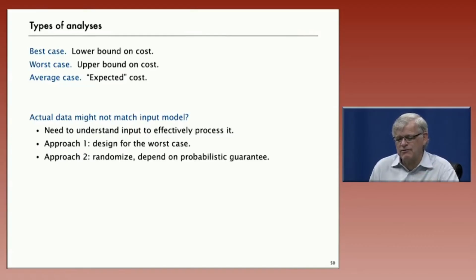We have these different types of analyses depending on the input, but the question is, what about the actual problem that the client's trying to solve? So we have to understand that too in order to be able to understand performance of the algorithm. And there's two approaches that are successful in this. One is to design for the worst case. Just make sure your algorithm always runs quickly, and that's definitely ideal. Another, if you can't do that, is to randomize and then depend on some kind of probabilistic guarantee. We'll see examples of both of these as we go through the course.